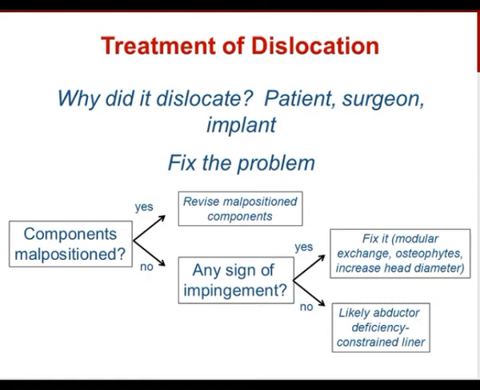Upsizing the femoral head, increasing the jump distance, improving the head-neck ratio, all of these can be helpful in improving the stability of the hip. If you have no component malposition and no sign of impingement, then this is likely a soft tissue problem, specifically an abductor deficient hip, and this is probably the one indication on the test for a constrained liner.